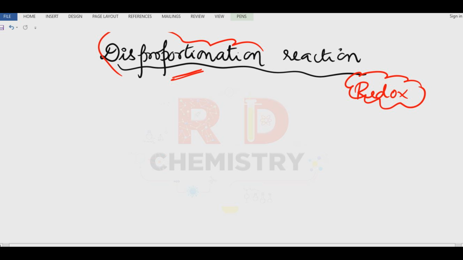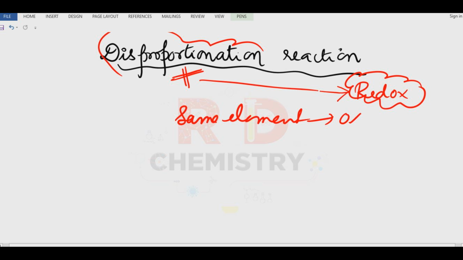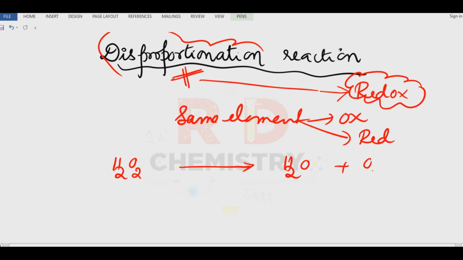Now, what is this disproportionation reaction? Disproportionation is nothing but a redox reaction where the same element undergoes both oxidation and reduction. Let me take hydrogen peroxide. It is unstable and easily decomposes to give water molecules and oxygen gas. If I have to balance this, 2 moles of hydrogen peroxide give 2 moles of water.